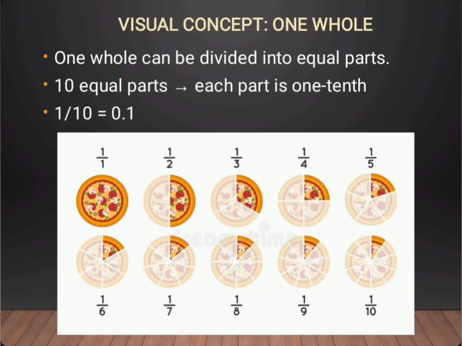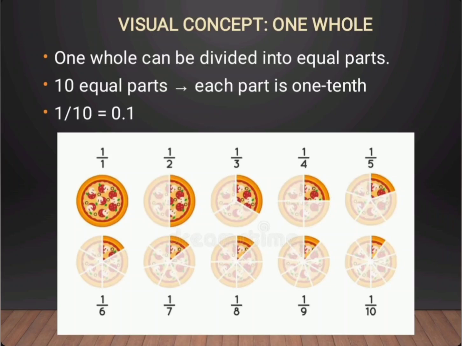We all know that a fraction is a part of a whole. So one whole can be divided into equal parts. So let's assume we have a pizza and we have 10 equal parts divided in that pizza. So each part is 1/10. As the total number of parts takes the denominator, the part taken falls in the numerator. So 1/10 is equal to 0.1 in decimal value.